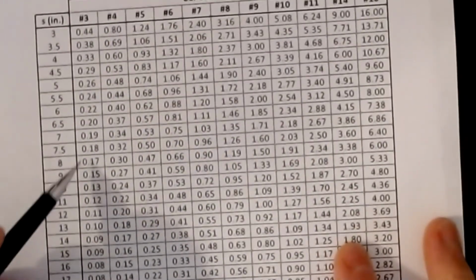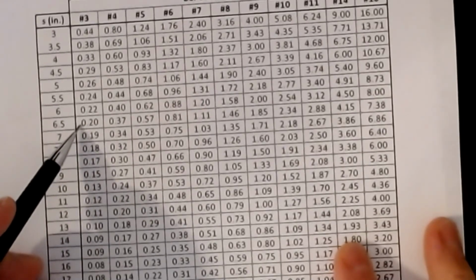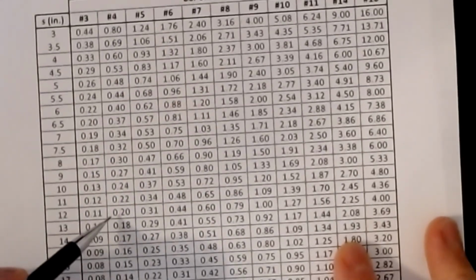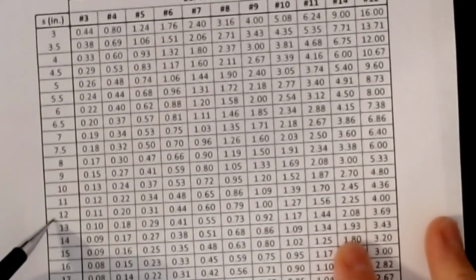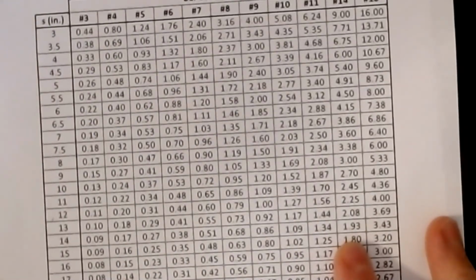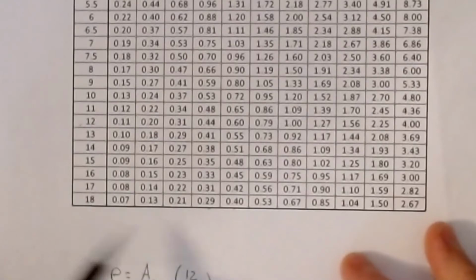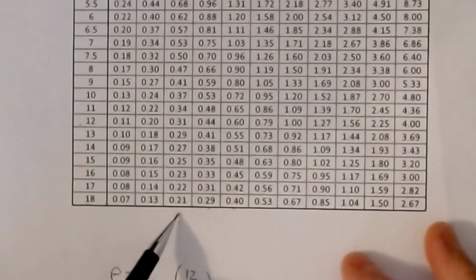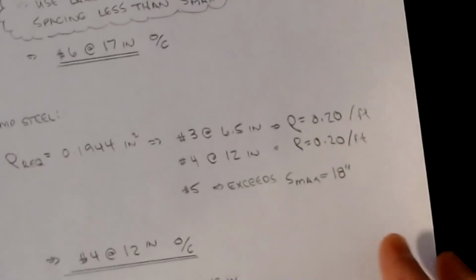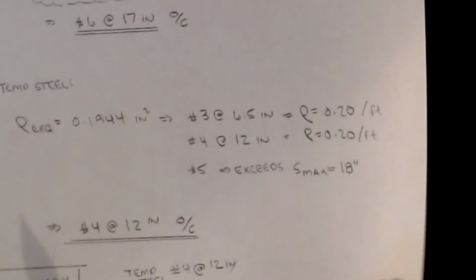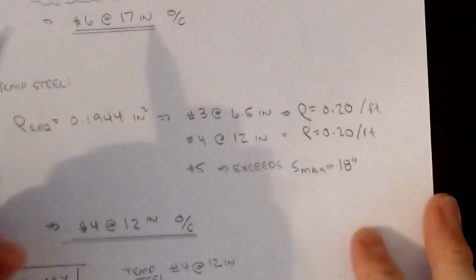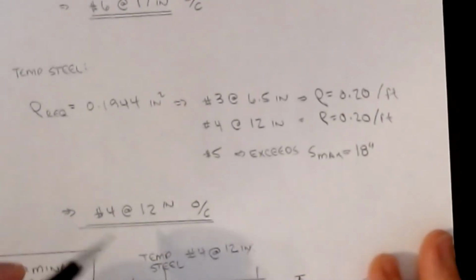Number 3, we come down. I'm looking here at 0.2 as the first one larger, so that's at 6.5 inches. If I come down to number 4 and I'm looking for 0.20, we're now at 12 inches. If I go to number 5, you can see we're off the chart. If we come all the way down to the bottom of this row, I could say 18 inches, but more than likely we're off the chart. So those are the sizes for what we have here: 3s at 6.5 or 4s at 12 are my options. We're going to choose the one that's larger, so we're going to take 4s at 12.